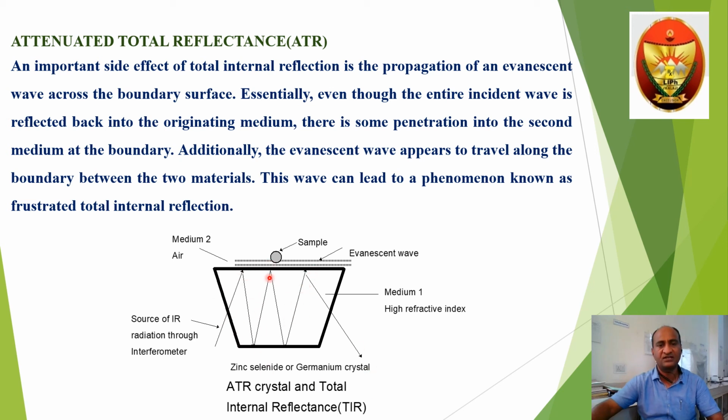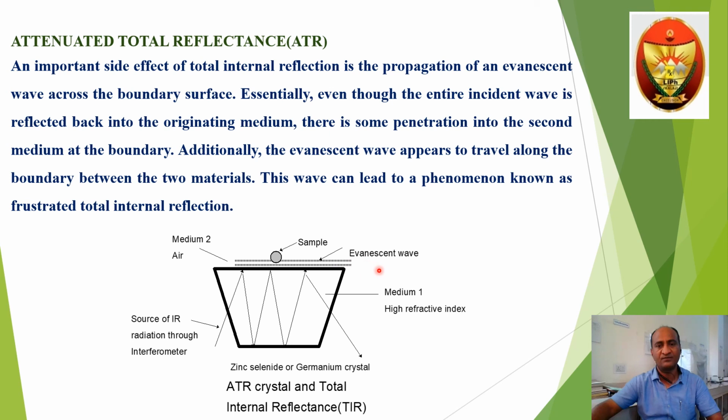When there is total internal reflectance, still there are certain weak waves passing through the boundary, which is known as an evanescent wave. This evanescent wave has mid-IR region radiation. It causes stretching and bending, and after absorption it will reach the detector. The source of IR radiation, through a Michelson interferometer, strikes here, and the mirrors are placed in such a manner that they give total internal reflectance, and there is generation of an evanescent wave.